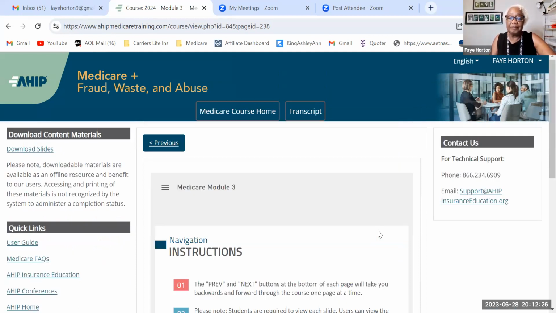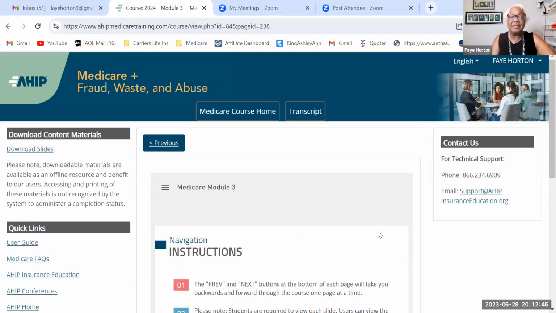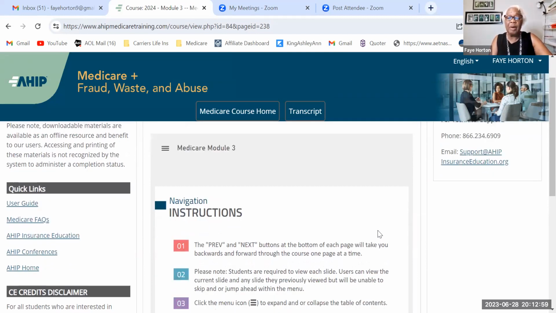Remember, at each module, the navigation instructions are always going to be the same. You're going to have the previous button, the next button. You can't go to the next button until you've done everything on that one page. At the top of the left-hand side is always where you can download the slides for the particular module. So if you've been going along, you've already downloaded module 1, module 2 as a PDF, and now you can download module 3.